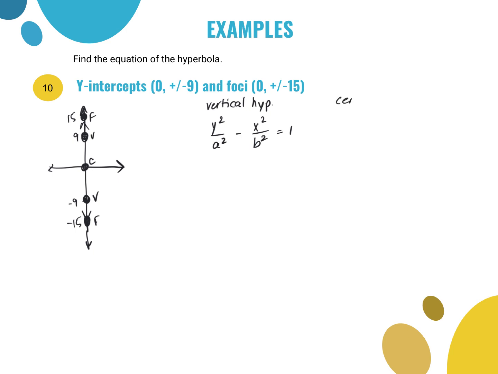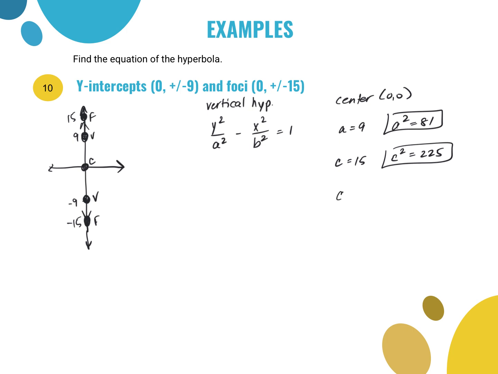I know my center is at 0, 0. I know the distance from the center to my vertices is my a value, and that is 9 units, so a squared equals 81. It's important. I know that my c value is the distance from the center to my foci, and that's 15, so c squared equals 15 squared, or 225. And again, all I need now is to figure out b squared.